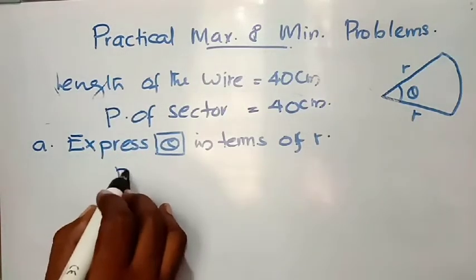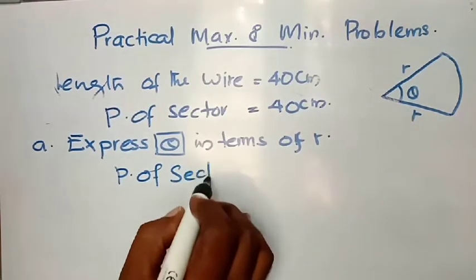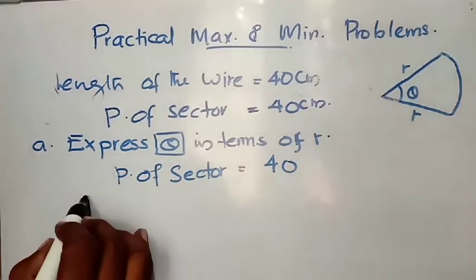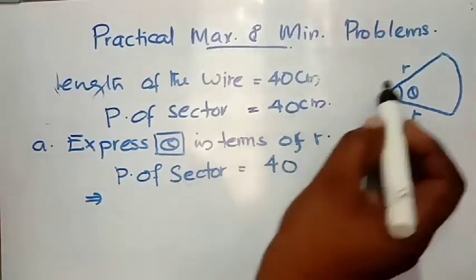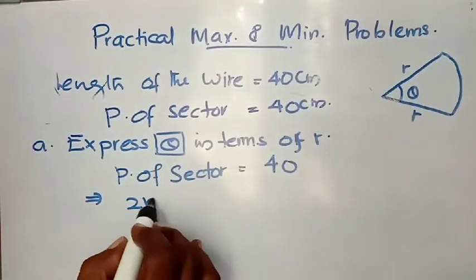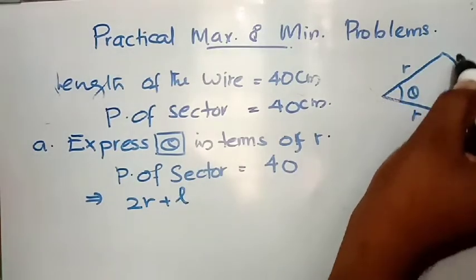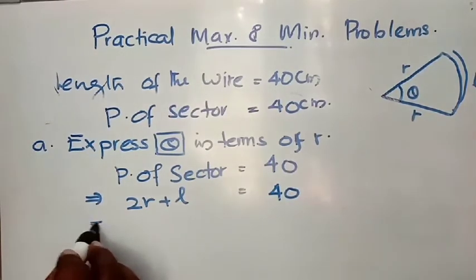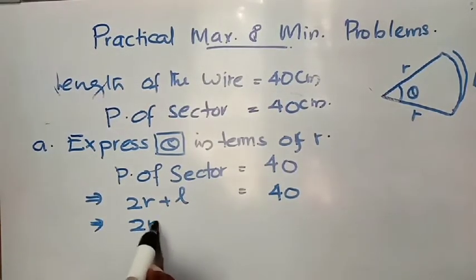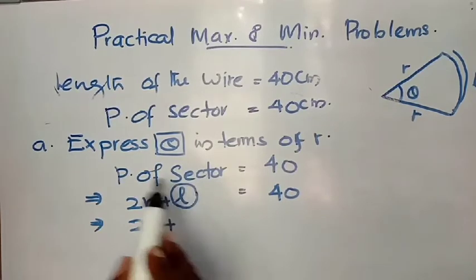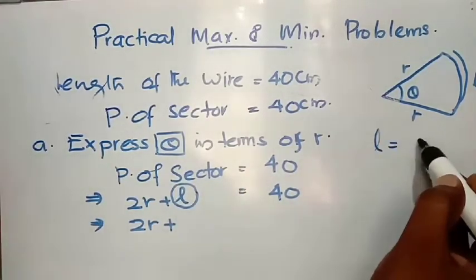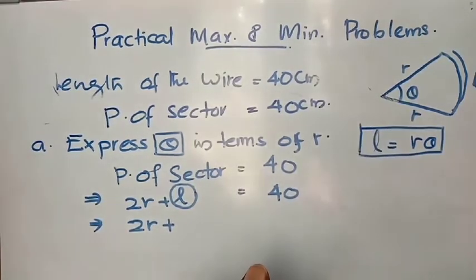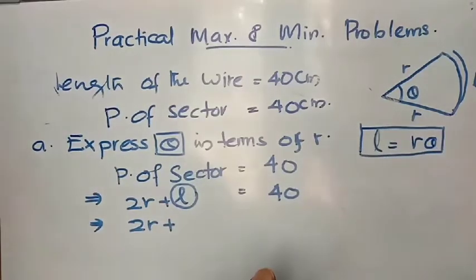So given that perimeter of sector is 40 centimeter, and we know that perimeter of a sector is 2r plus l, that is 2r plus length of the arc, which is equal to 40. That implies 2r plus, we know the formula for length of an arc. What is length of an arc? It is r theta.